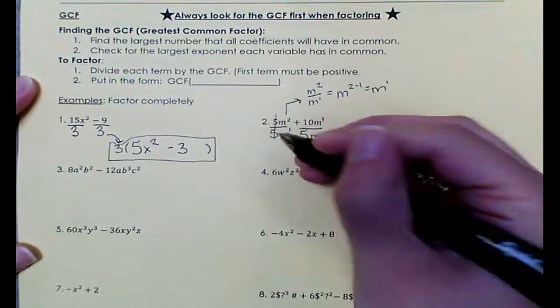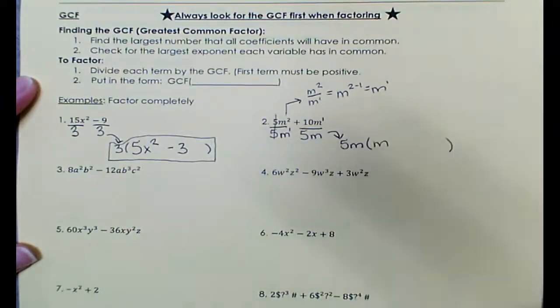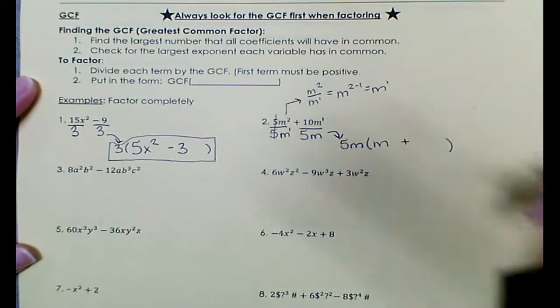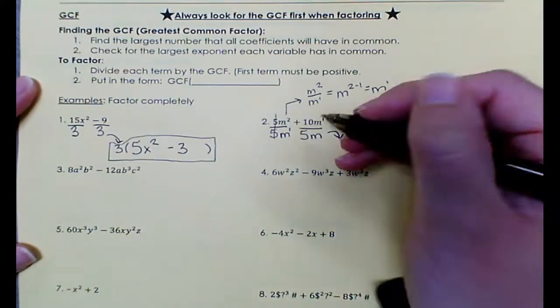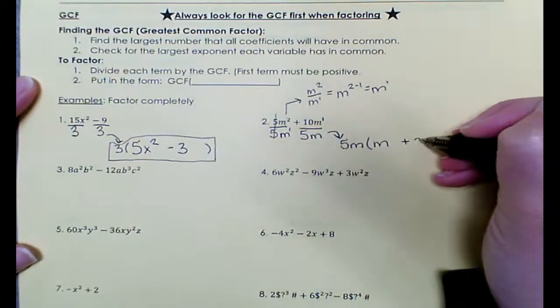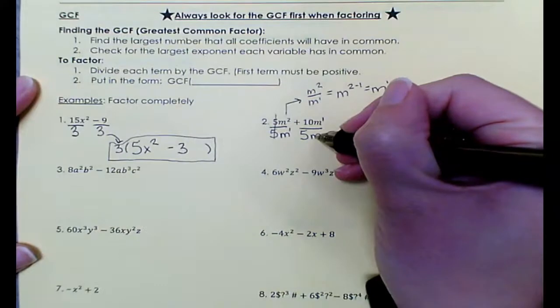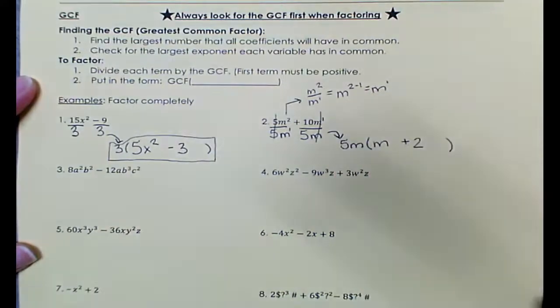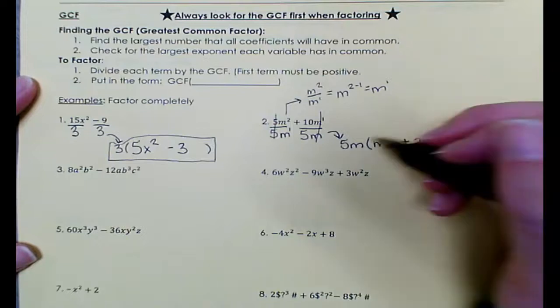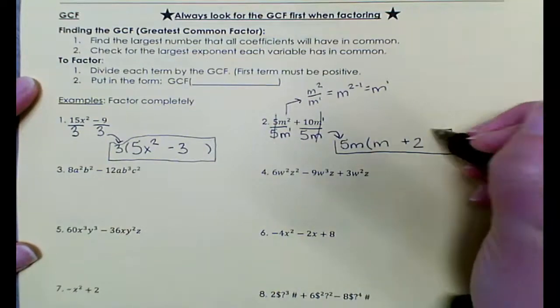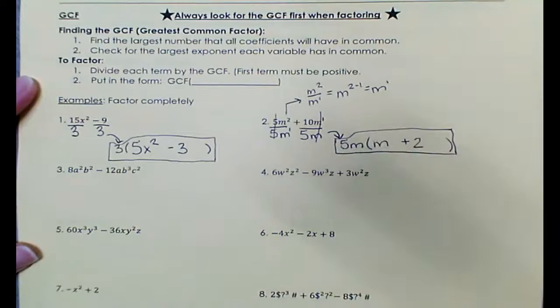So this first term just becomes m to the power of 1, or m. Plus, let's talk about that second term. 10 divided by 5 leaves me with 2. If I had an m, but I divide out an m, then there's nothing left over. It's really like 2 times 1. That's still just 2. So this is my factored form after I factor out my GCF.